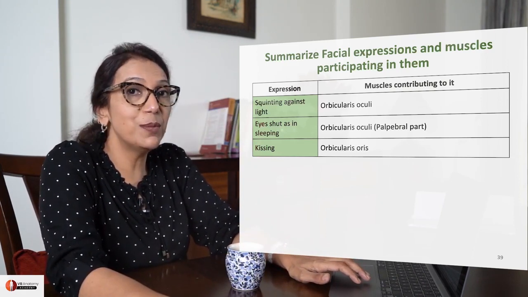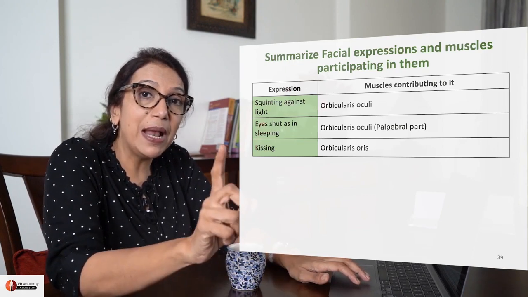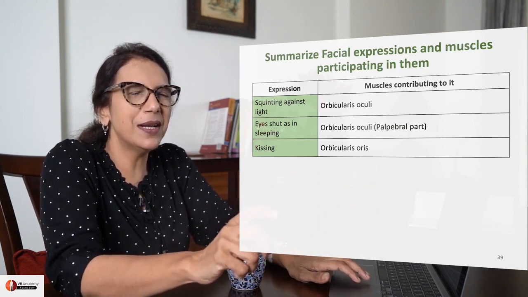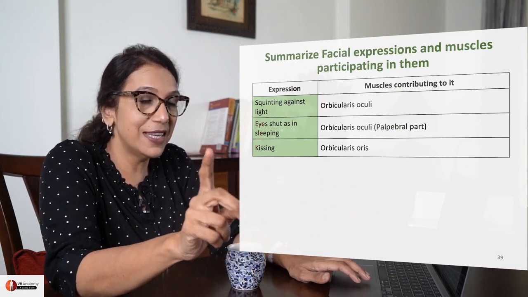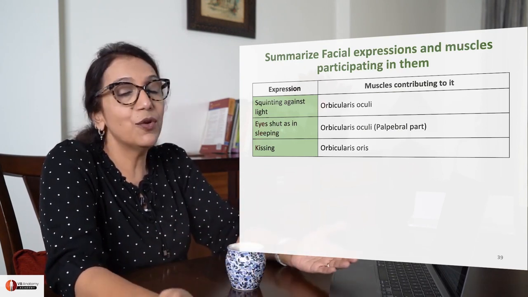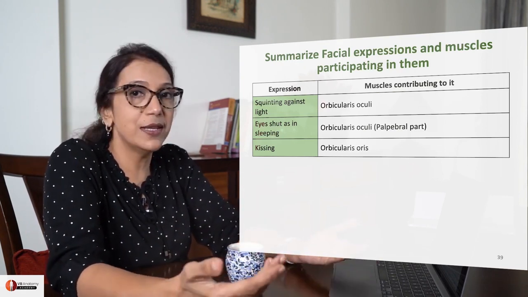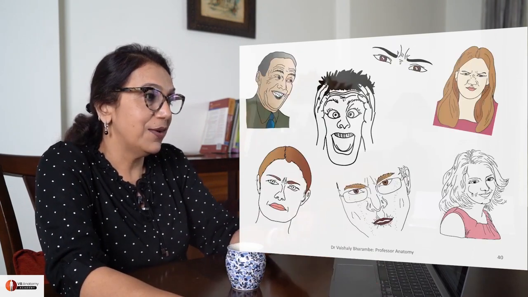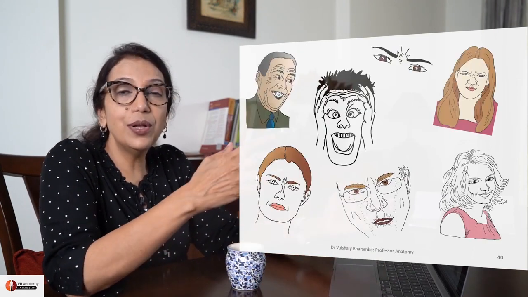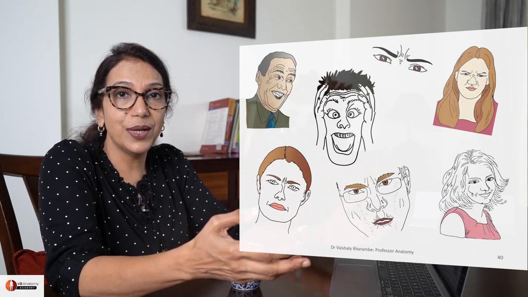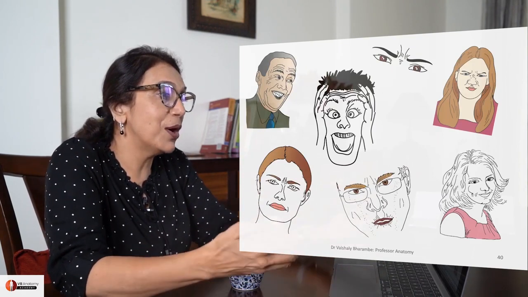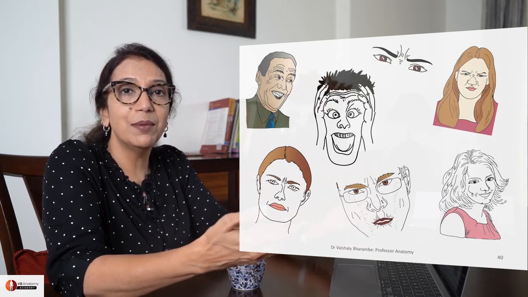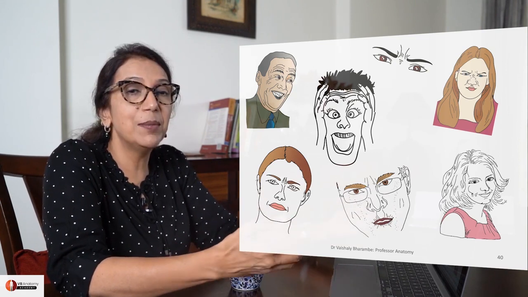Eyes shut as in gently sleeping. That is which part of Orbicularis oculi? It is the palpebral part. Gentle sleep and tightly scrunching, there is a difference. And of course the kissing muscle, Orbicularis oris. Right. So these are all the expressions you saw today. You learnt more about them. You learnt how each muscle is causing these variable expressions.